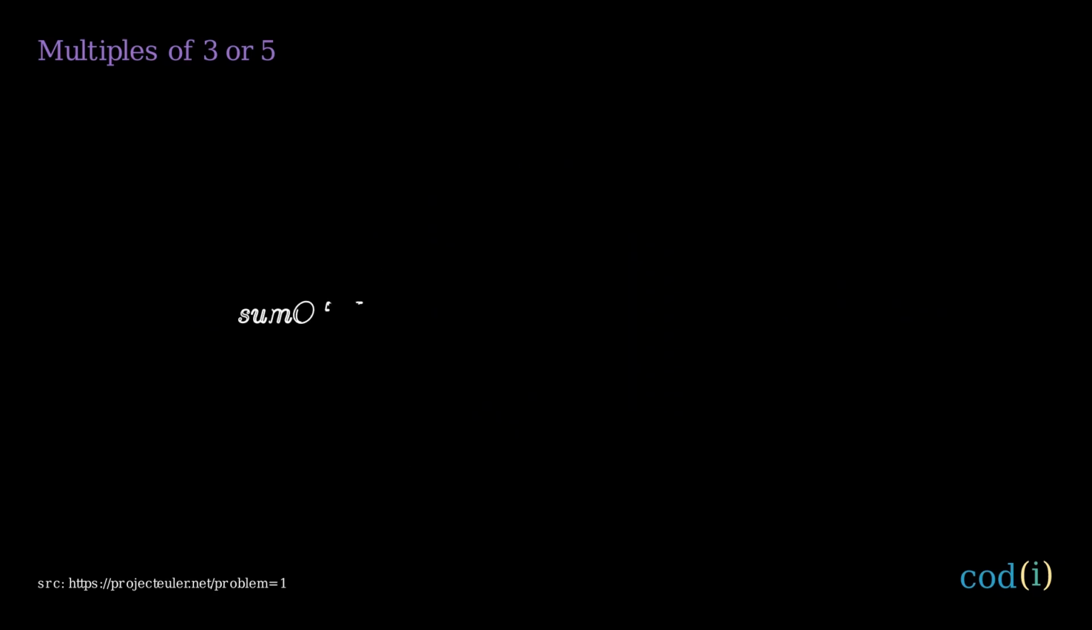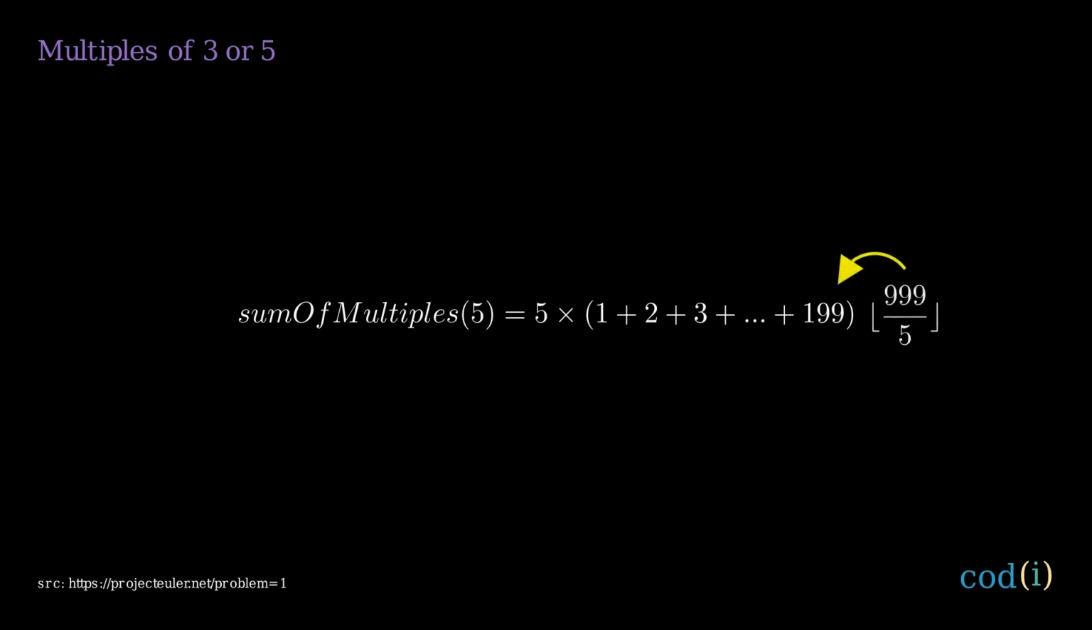If we think carefully, we can see a pattern. That is, the sum of multiples of 5 below 1000 is just the sum of numbers from 1 to 199 multiplied by 5. This last term 199 is just the floor of 999 divided by 5.